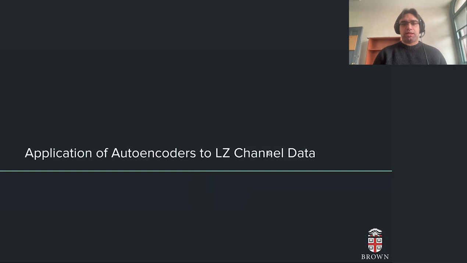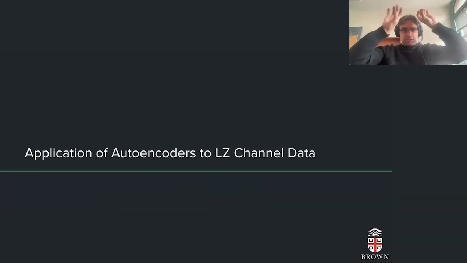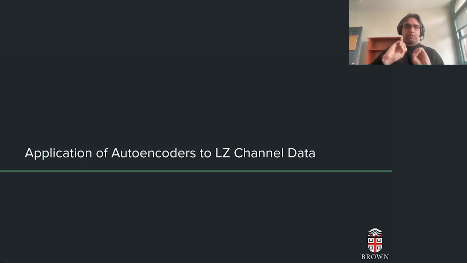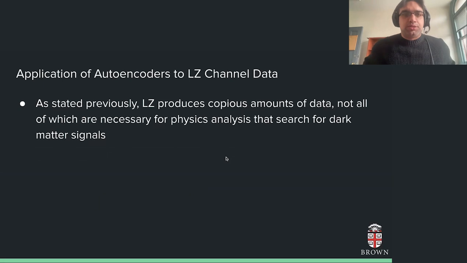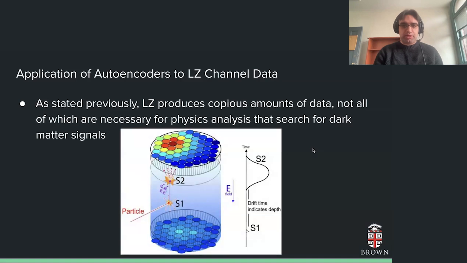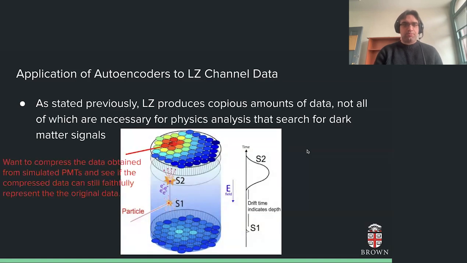So how do we apply these autoencoders to the LZ channel data? Remember I said these PMTs are the things that we were calling the channels, and the data from each one of those are stored on disk. So the PMTs collect the light, they store it on disk, and we want to use autoencoders to compress that. As stated previously, LUX-ZEPLIN produces copious amounts of data, not all of which are necessary for physics analysis that search for dark matter signals. I'll just reiterate this plot here. We want to compress the data obtained from the PMTs.